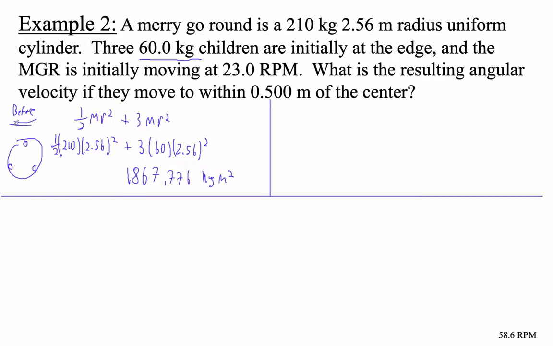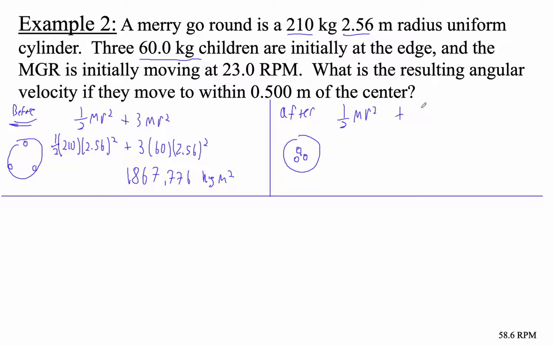So this is before. Okay, so let's draw a picture. We've got to do after. Right after, they are 0.5 meters from the center. So afterwards, here's the center, and here they are. They're very close to the center. So it's going to be 1/2 mr squared. The merry-go-round itself doesn't change. It's still a 210 kilogram, 2.56 meter radius uniform cylinder.